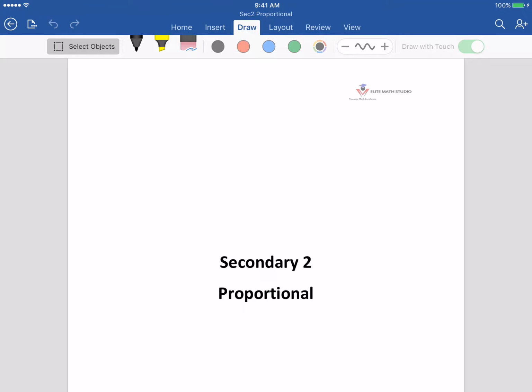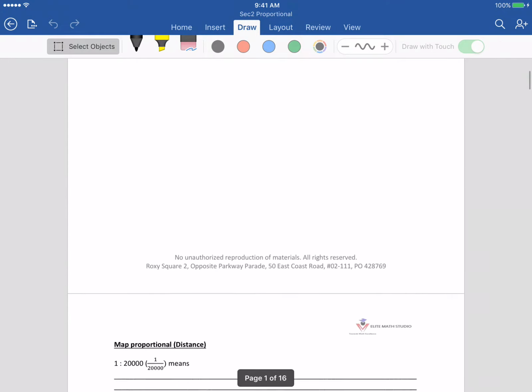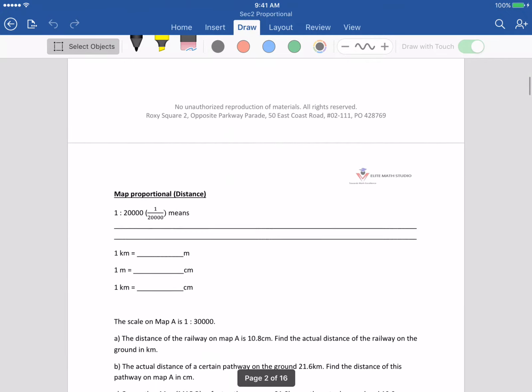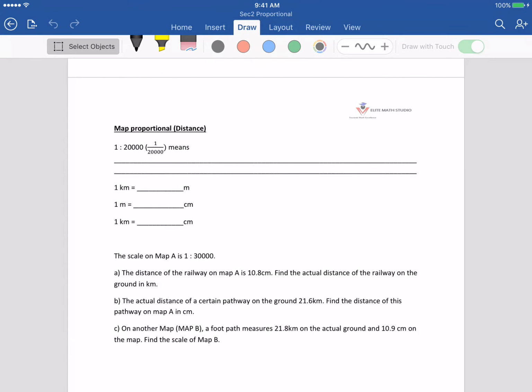Today we'll be going through Secondary 2, most probably the first topic, which is called proportionate. Okay, so let's start. Let's try the first one first. The first thing we need to learn about proportionate is our map scale. I think in geography you learn about map scale as well.